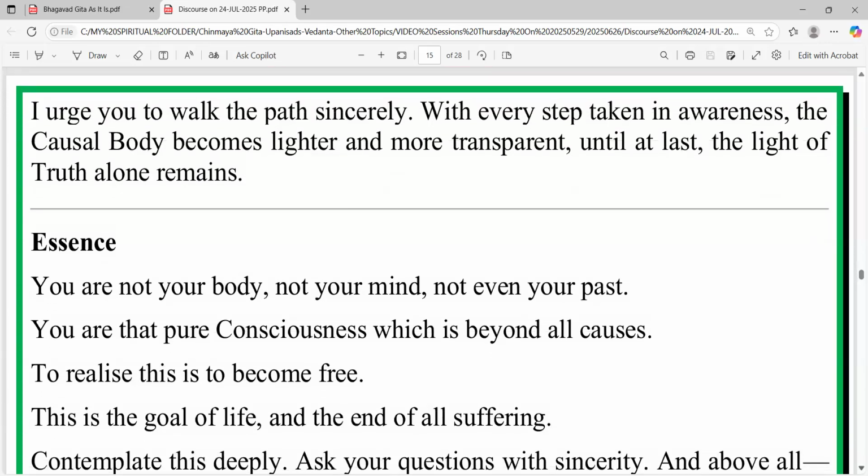Therefore, I urge you to walk the path sincerely. With every step taken in awareness, the causal body becomes lighter and more transparent until at last the light of truth alone remains.